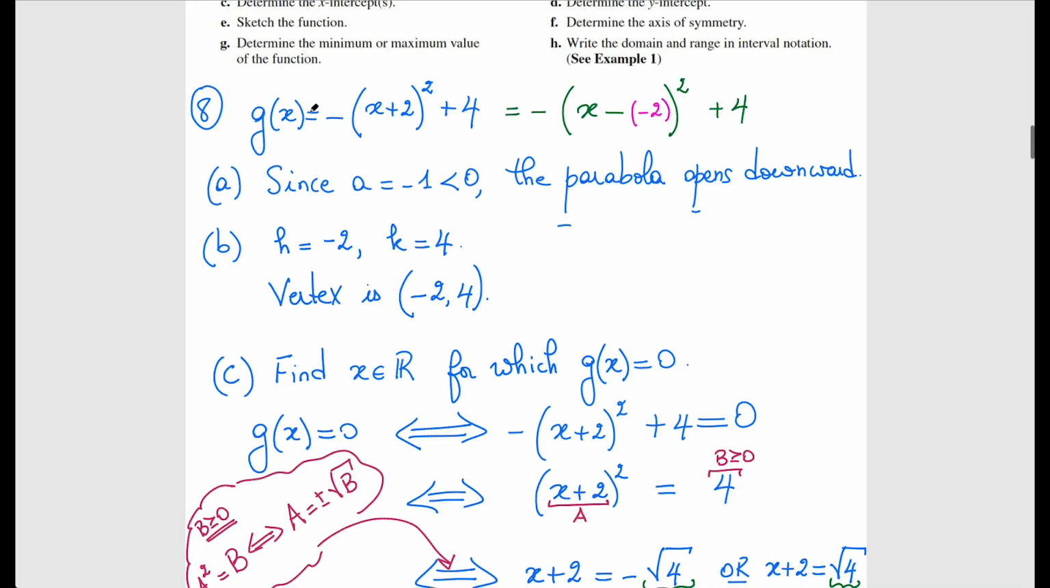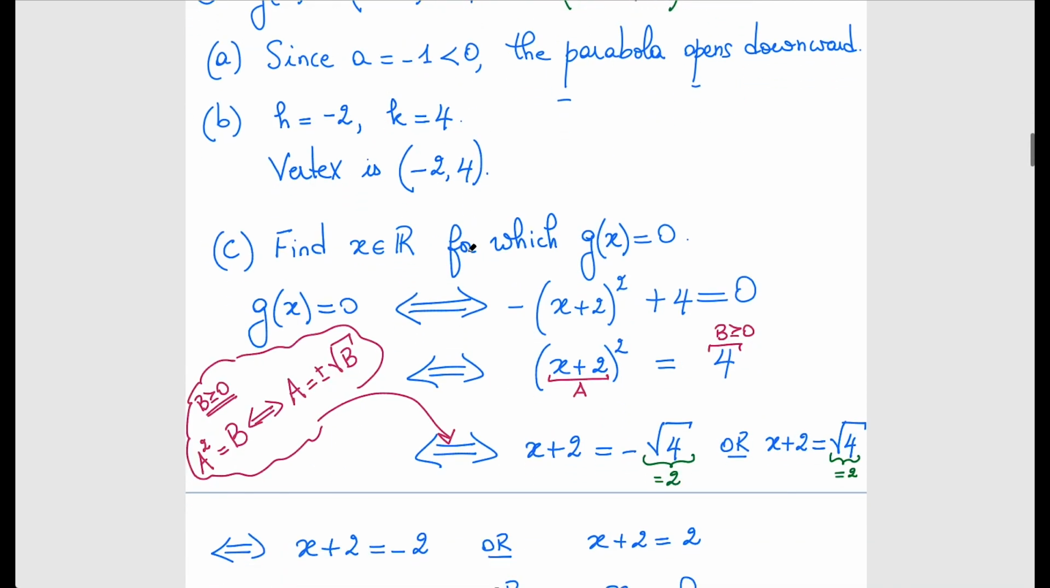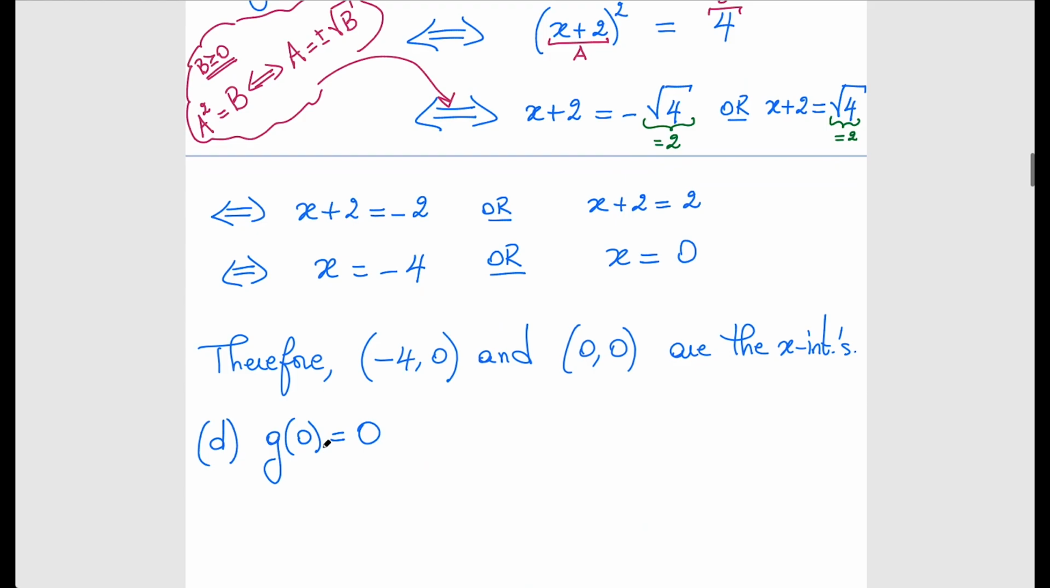If you want to double check, plug 0 into the function g. G of 0: this is going to be 0, so 0 plus 2 is 2, 2 squared is 4, -4 plus 4 is 0, right? So 0 comma 0 was an x-intercept, and it's also the y-intercept.